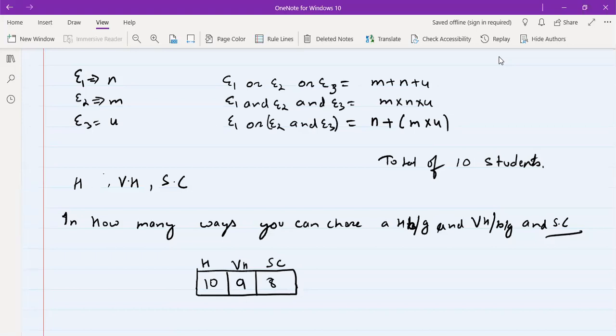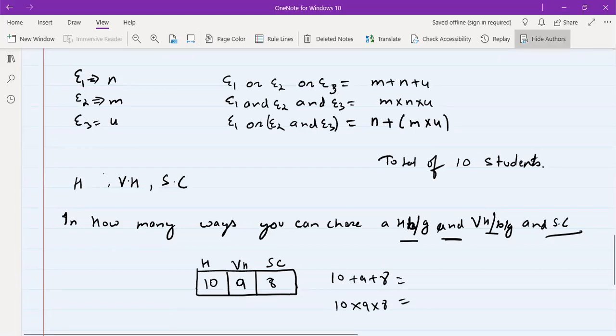Now think about it again, Puneet. You have to select head boy and vice head boy and sports captain. So it should be 10 plus 9 plus 8 or 10 into 9 into 8. Tell me, should it be the first one or the second one? Second one, because it is not or, it is and. So the answer is 720.